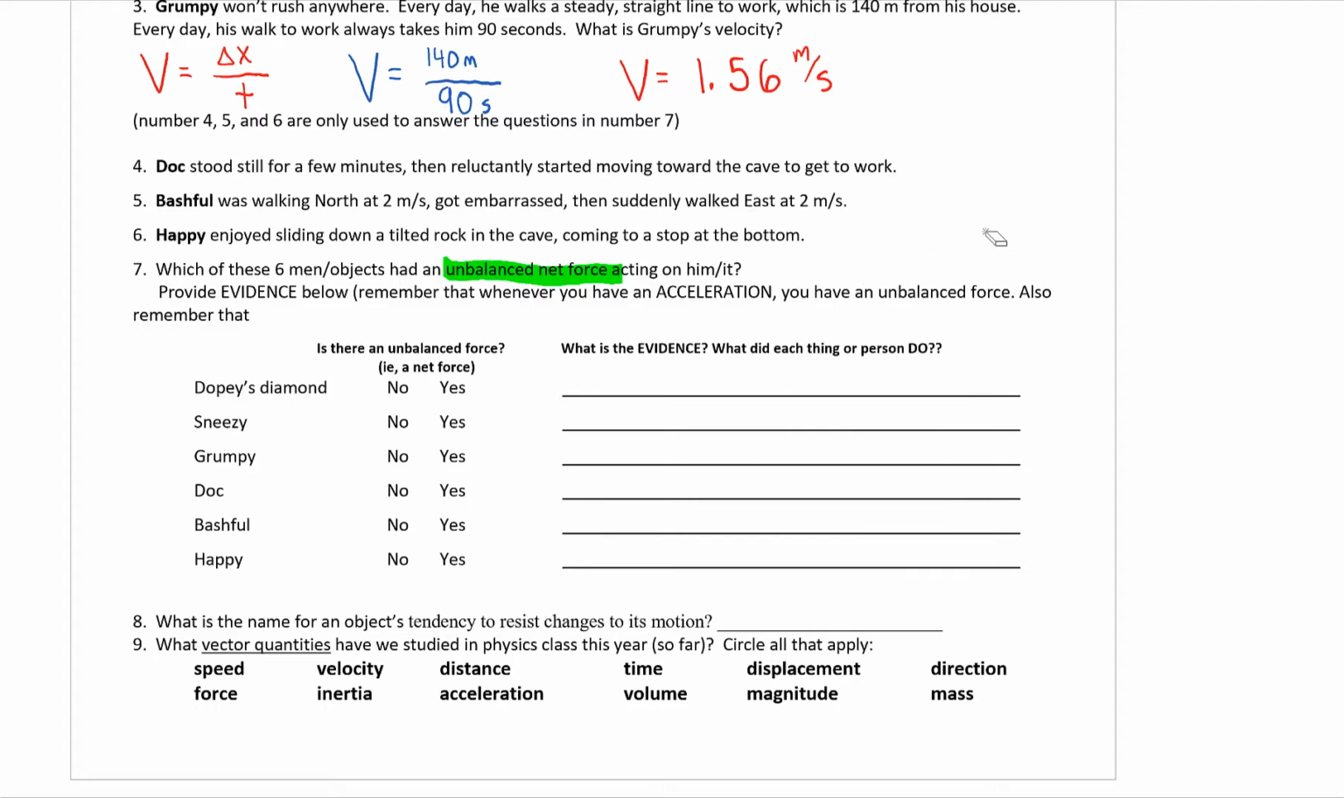Now, whenever you have an unbalanced net force, you have an acceleration. So basically, what you see is if the acceleration equals 0, then there is no unbalanced force. But if the acceleration is not 0, then there is an unbalanced force. So all you look for is an acceleration. If there is an acceleration, then there is an unbalanced force. And if there is no acceleration, then there's not.